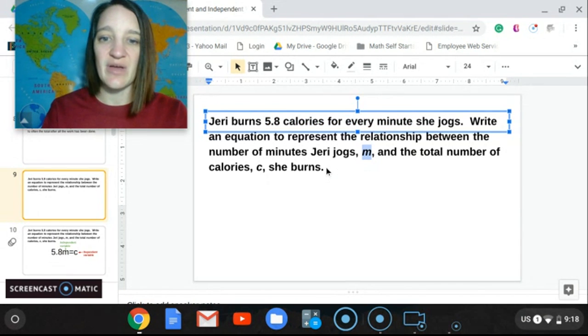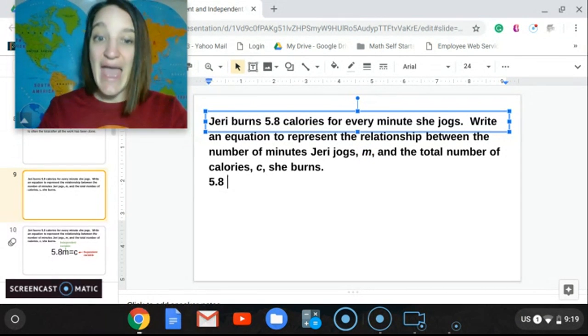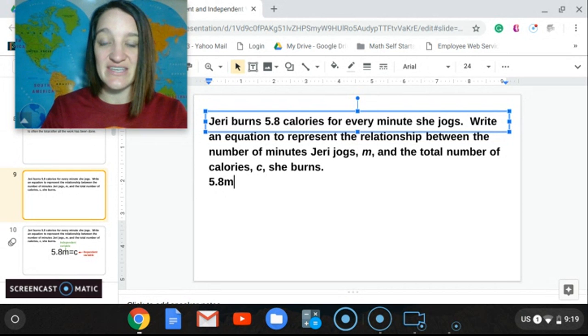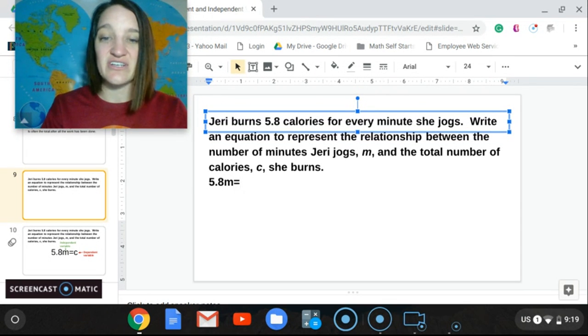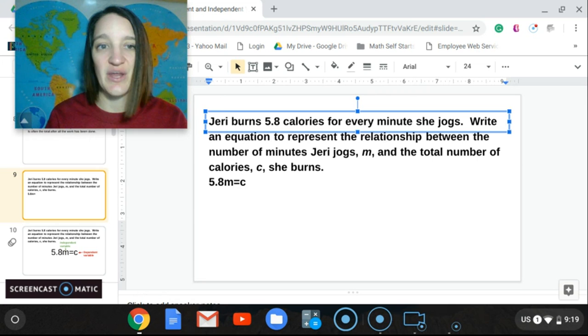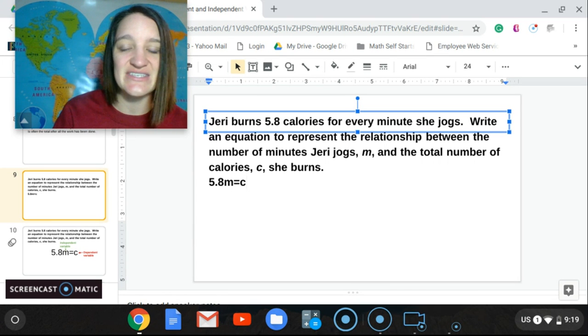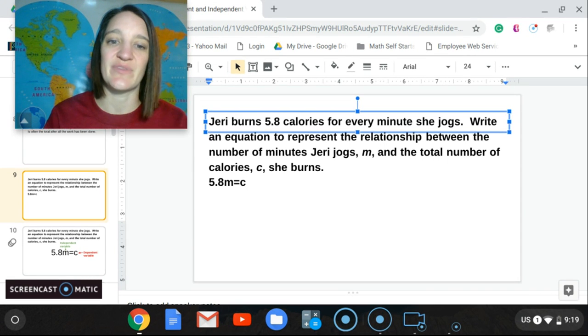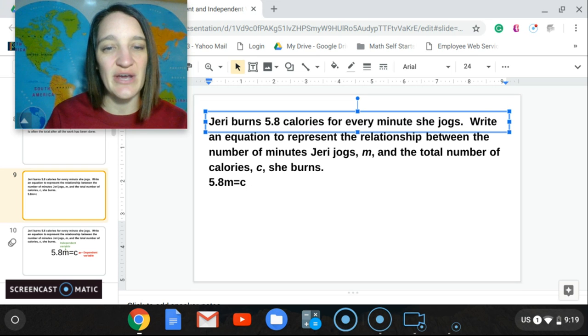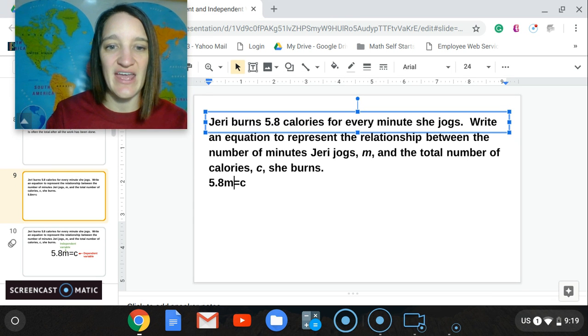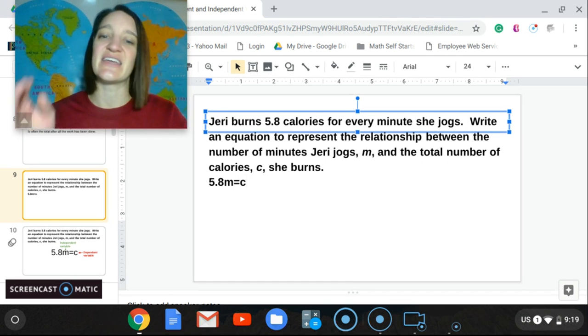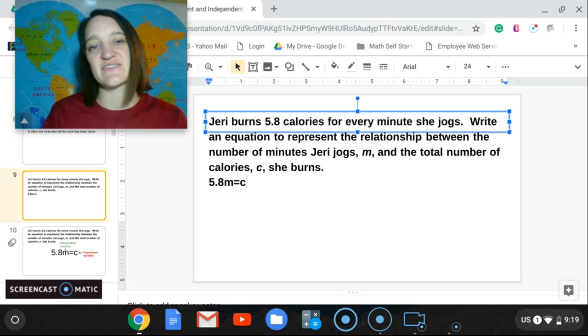So then what we end up with is maybe 5.8 M, right? Those are being multiplied together. And then after that, you'll get the number of calories because it's 5.8 calories for every minute. Okay, so there's our equation. Now we have two variables there. We have an M and we have a C. M stands for minutes, C stands for calories.